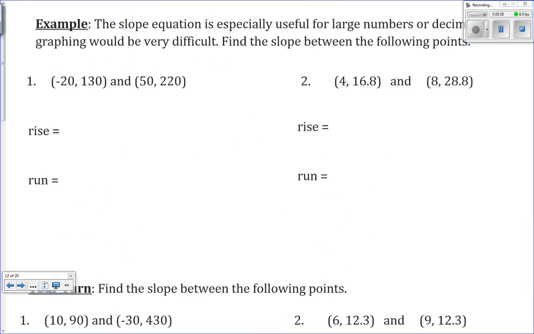The slope equation is especially useful for large numbers or decimals, where graphing would be very difficult. See if I can move this out of the way here. We're going to leave it. You guys have to trust me on what it says.